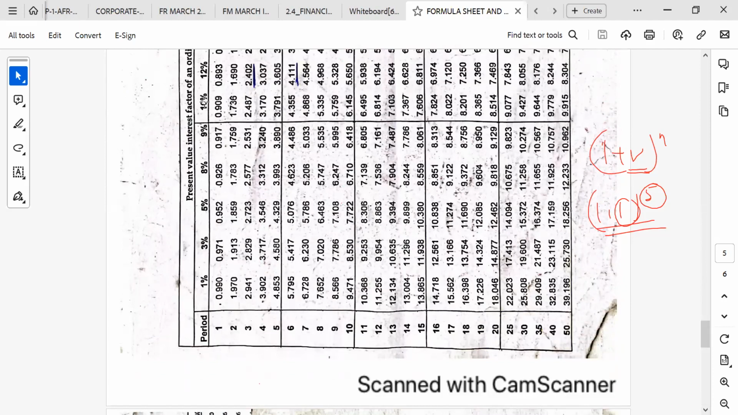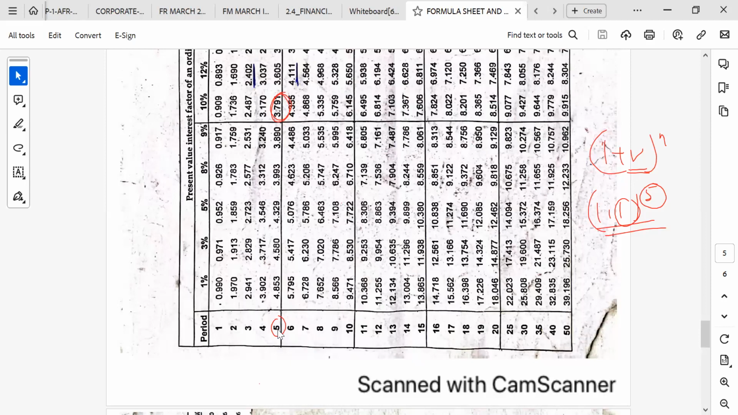So if it is 10% for 5 years, you just come to your 5 years over here. Then you come to the 10% over here. So this is the annuity for 10% for 5 years. That is it. If it is 50 years, you just calculate it over here and pick the figure.